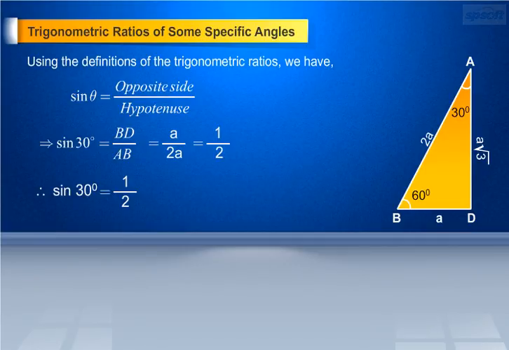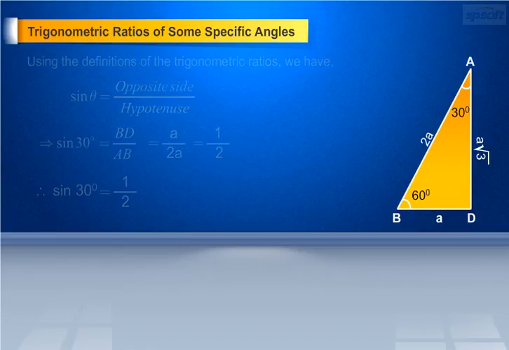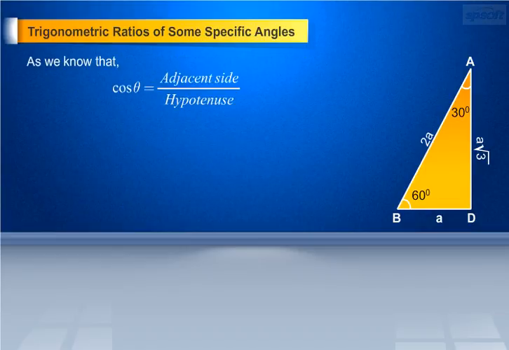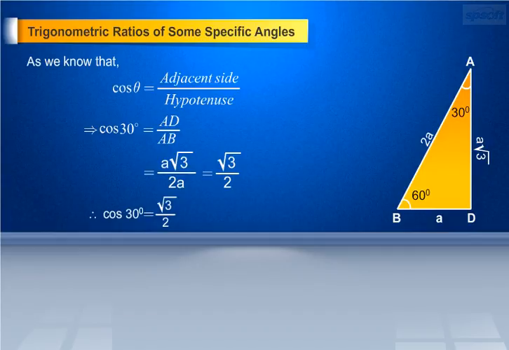Let's now find the value of cos 30 degrees. As we know that cos theta equals adjacent side by hypotenuse. This implies that cos 30 degrees equals AD by AB. This is equal to a root 3 by 2a, since AD equals a root 3 and AB equals 2a. This is equal to root 3 by 2. Therefore, cos 30 degrees equals root 3 by 2.